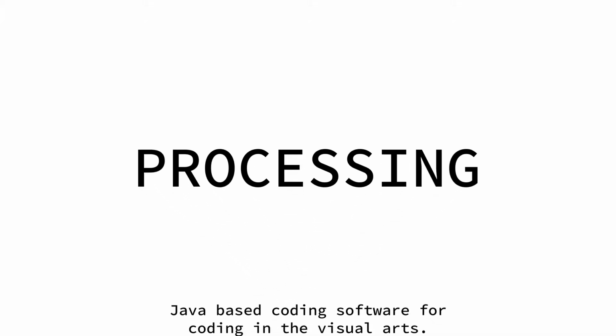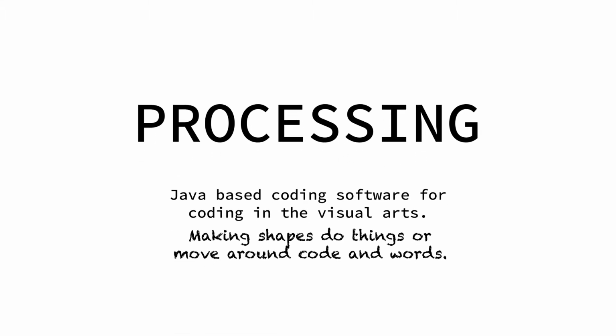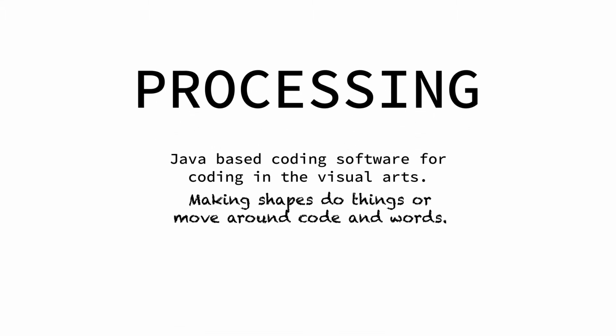For my project, I used Processing to make a bunch of balls bounce around a screen. Processing is a Java-based coding software meant for coding with visual arts, which basically means that it is writing lines of code to make shapes do things or look a certain way.